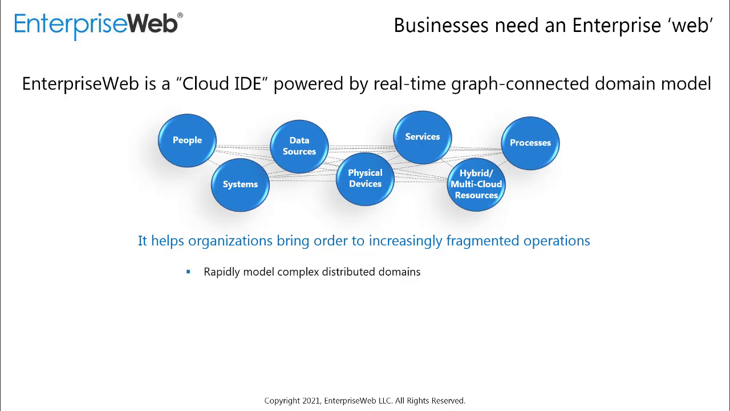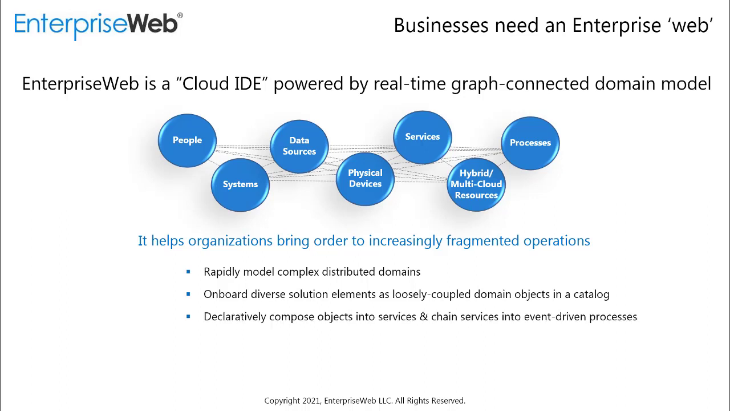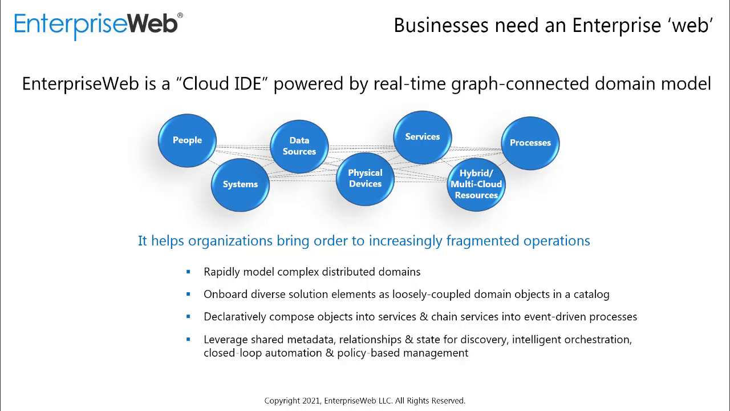So with Enterprise Web, you can rapidly model that complex distributed domain. You can then onboard diverse solution elements, whether they be databases and devices, services and systems, people and processes, as loosely coupled domain objects in a catalog. Those objects can then be declaratively composed into services and chained into event-driven processes. And essentially, as I said, you're leveraging shared metadata, relationships, and state for discovery, intelligent orchestration, closed-loop automation, and policy-based management. And Enterprise Web is giving customers a single source of truth across their complex and distributed domains.